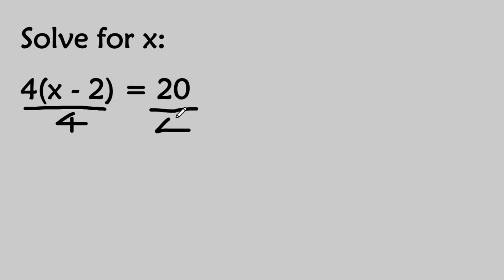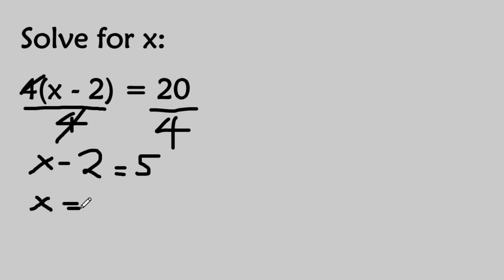So you can see now that once I divide this, I'll have 4 cancel out. And this means I'll have x minus 2 here, and then I'll be left with 20 divided by 4, which is 5. So I'll have 5 here, and then x is equal to 5.